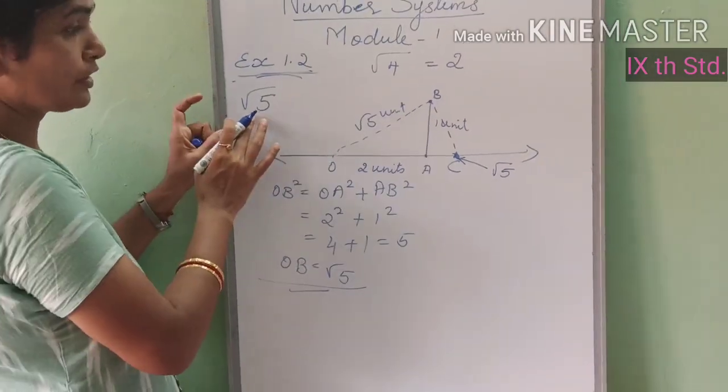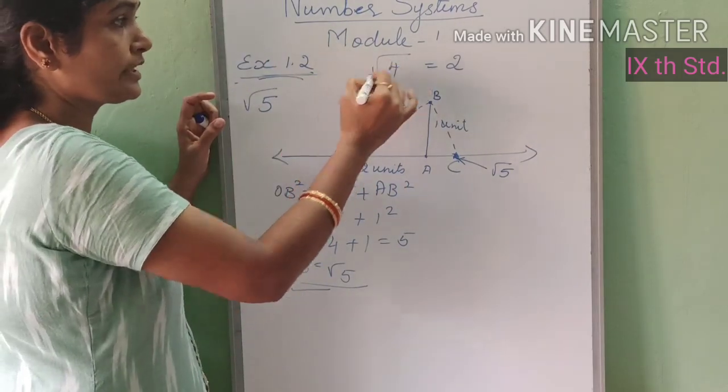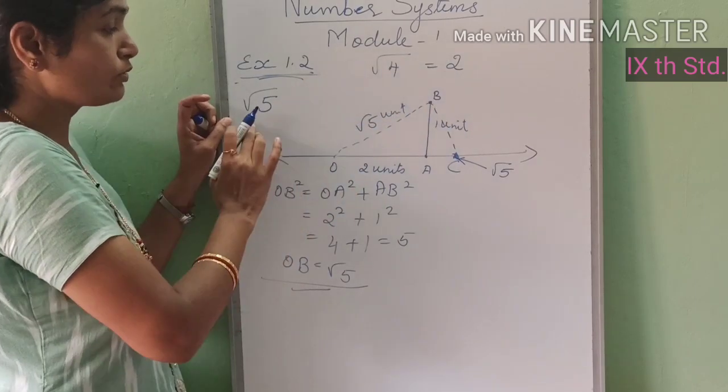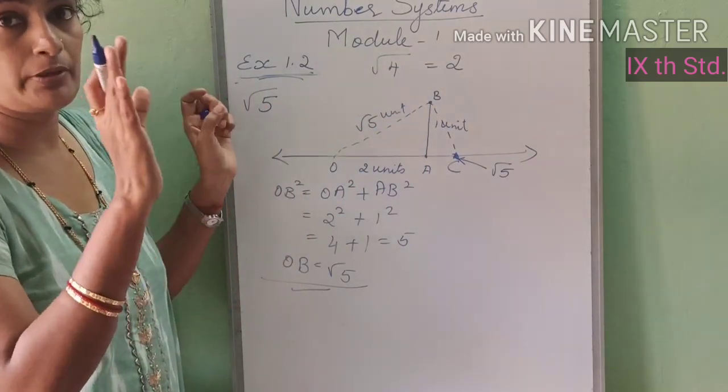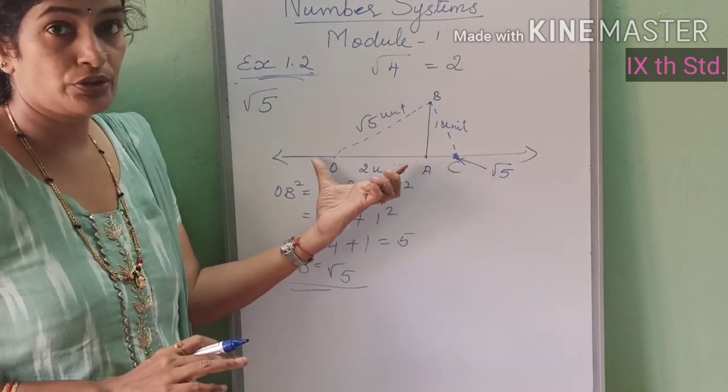Just look at root 5. See what calculations we have done. We have just understood that root 5 is more than root 4. The value of root 4 is 2. So the value of root 5 will obviously be more than 2. That is why we have taken it as 2 units here.